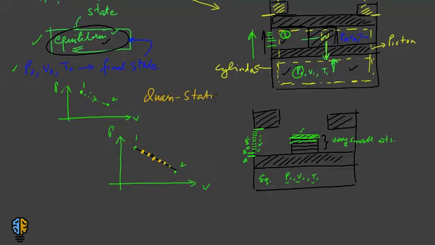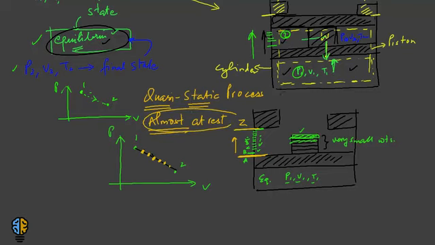Now what is the meaning of quasi-static? Quasi means almost, and static means at rest. Now although the system has moved from point A to this point, let us say Z, the system has not shown any considerable spontaneous change. It has been almost at rest. So this process occurs infinitesimally slowly.